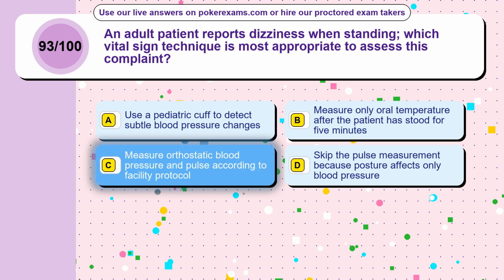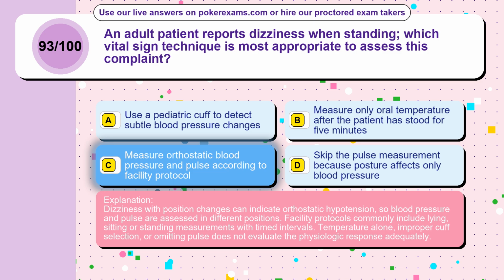The correct answer is option C, measure orthostatic blood pressure and pulse according to facility protocol. Dizziness with position changes can indicate orthostatic hypotension, so blood pressure and pulse are assessed in different positions. Facility protocols commonly include lying, sitting, or standing measurements with timed intervals. Temperature alone, improper cuff selection, or omitting pulse does not evaluate the physiologic response adequately.